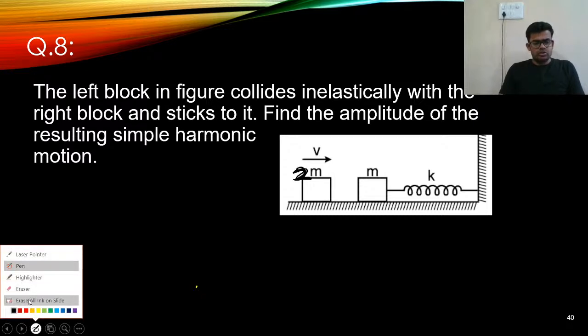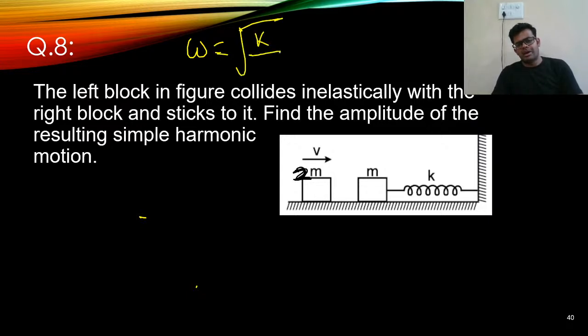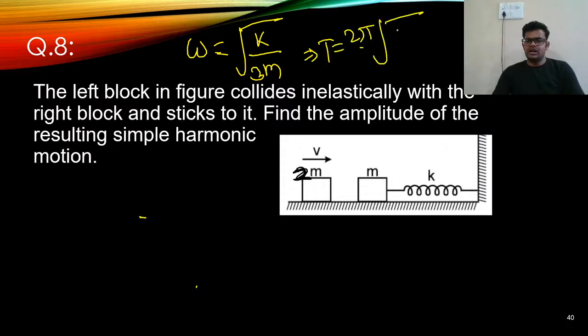Okay, so at first, time period and amplitude, both things we need to find. So for the time period, at first I will find omega. When both the blocks stick to each other, omega will be equal to root of K by M, means K by total mass, which is 3m. So this will be omega. So what will be the time period? The time period T is equal to 2 pi by omega, so 2 pi under root of 3m by K. So this will be the time period.